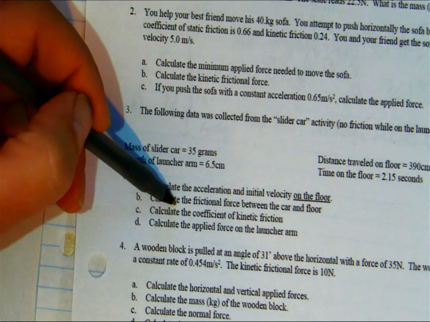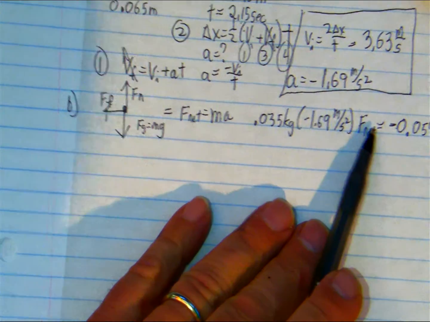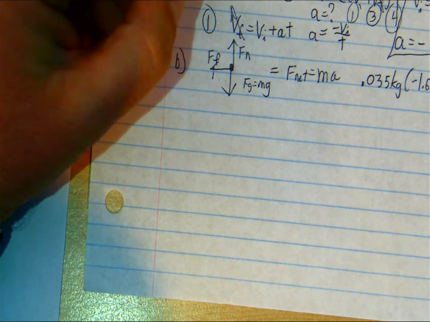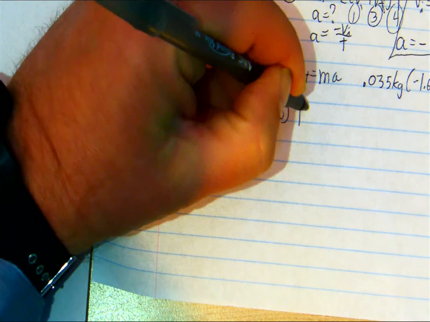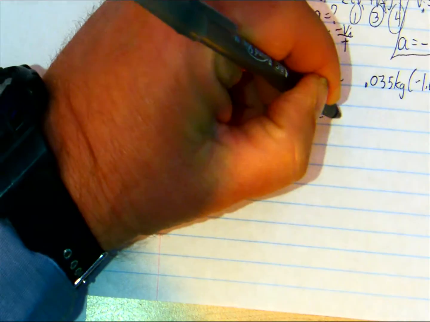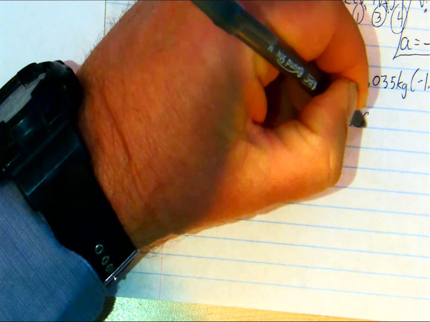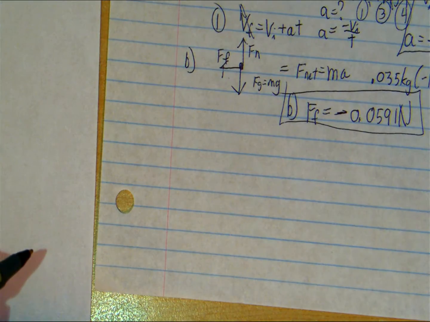For part B, it specifically asks, what is the frictional force between the car and the floor? So I've written the net force is this, but to just make it clear that I know what I'm doing, and this is part B, the frictional force is negative, meaning it's opposing motion, really, 0.0591 or 2 newtons, depending on when you chose to round off the number in your calculator.